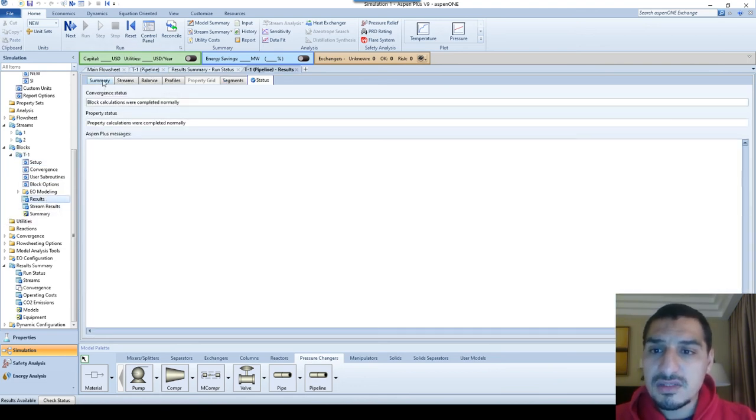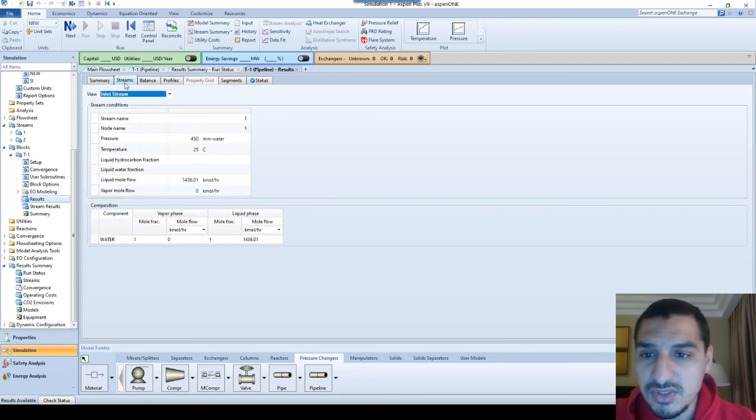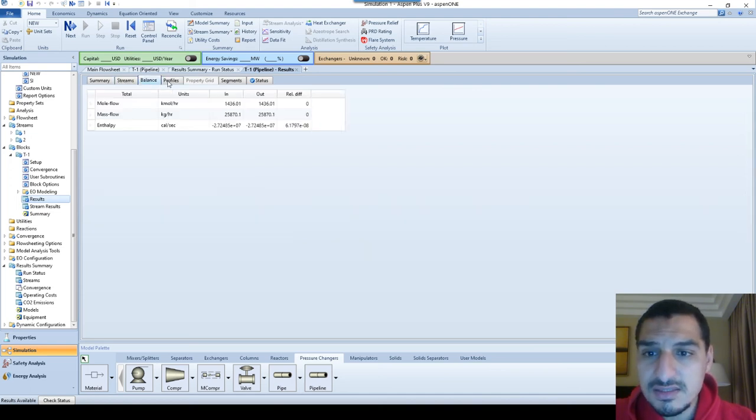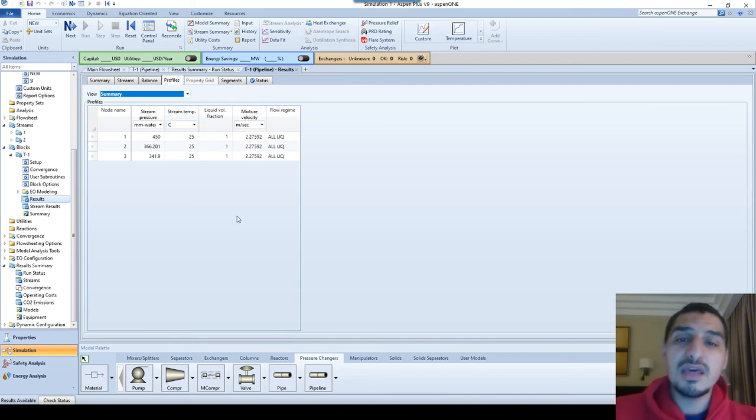And now for the results, we'd see that this is the summary. It tells the inlet pressure, the inlet temperature, the outlet pressure in millimeters water, the outlet temperature, the molar flow rate, and some information about the streams and the balance. So it's not going to be that much information, but this is where I'm more interested in exploring.